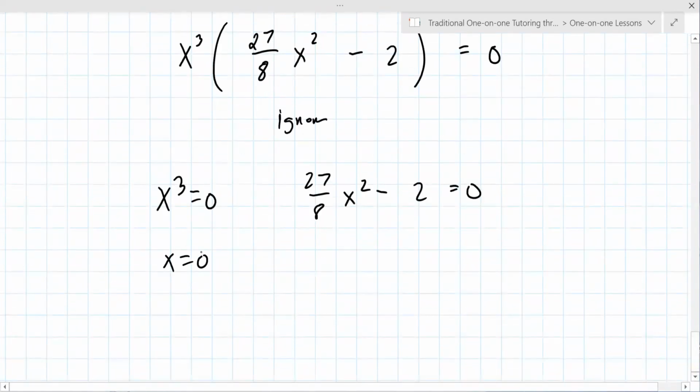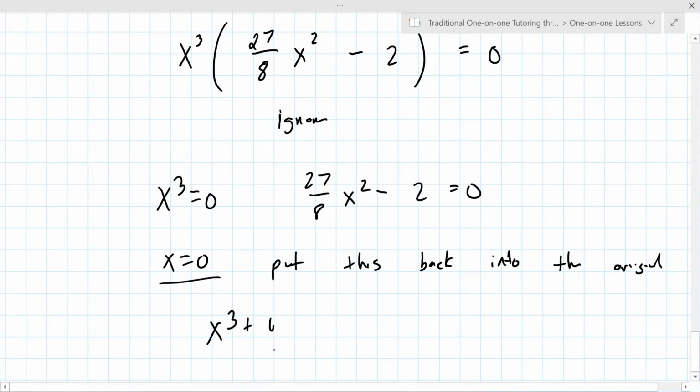So assume that's the only one. There's another one, but let's assume that's the only one. And then you put this back into the original, x cubed plus y cubed equals 2xy. Put both your solutions back in.